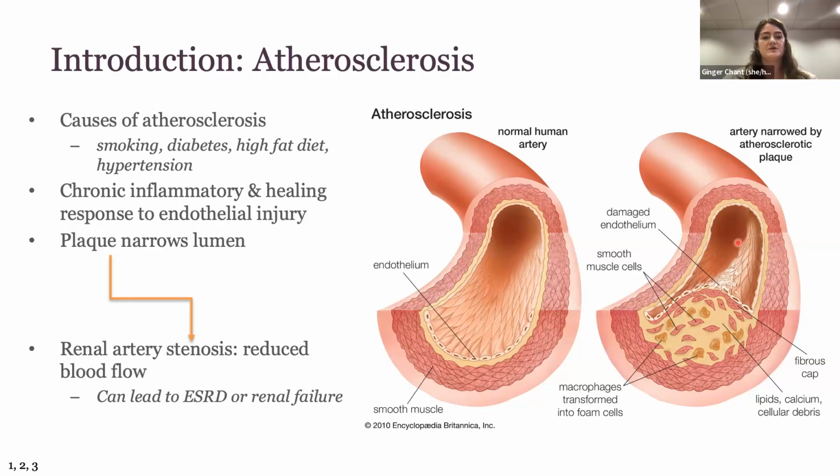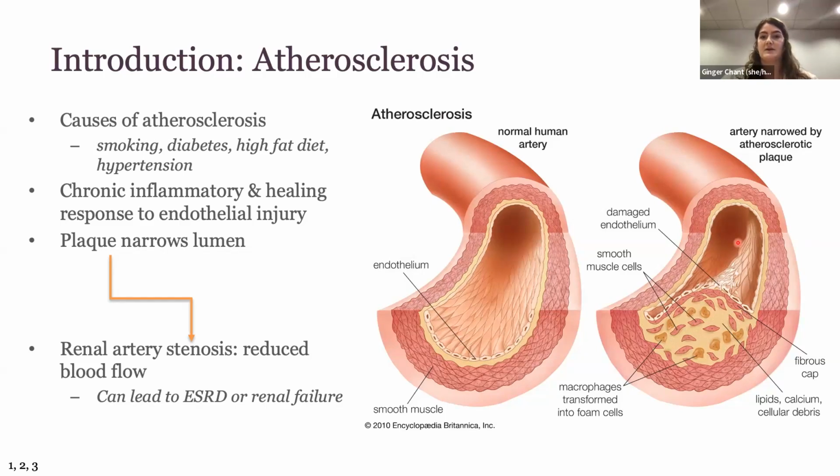But if the stenosis or the narrowed lumen is bad enough, we can have end-stage renal disease or renal failure, and the patient would need to be on dialysis or potentially receive a kidney transplant or get on the kidney transplant list. So this does have implications for the patient. And we wanted to look into this study to see if there was an association between this process of renal artery stenosis and age of our donors.